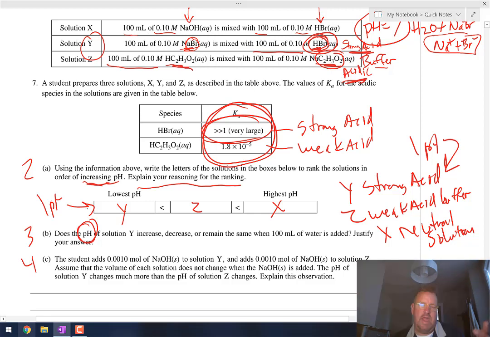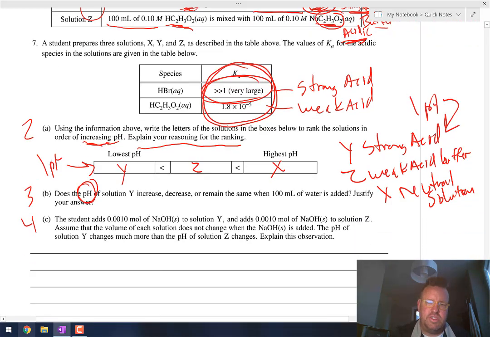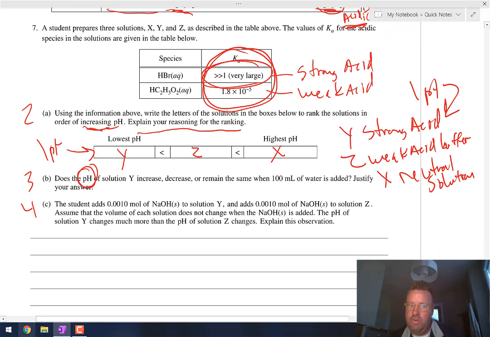So if you have X number of hydrogen ions in there and then you add some more water, well, now that's more dilute. So the concentration of the hydrogen ion has gone down. And as the concentration of the hydrogen ion goes down, we know that's directly related to the pH. The pH absolutely is going to go up. So does the pH of the solution increase, decrease, or remain the same? Absolutely, it is going to increase.